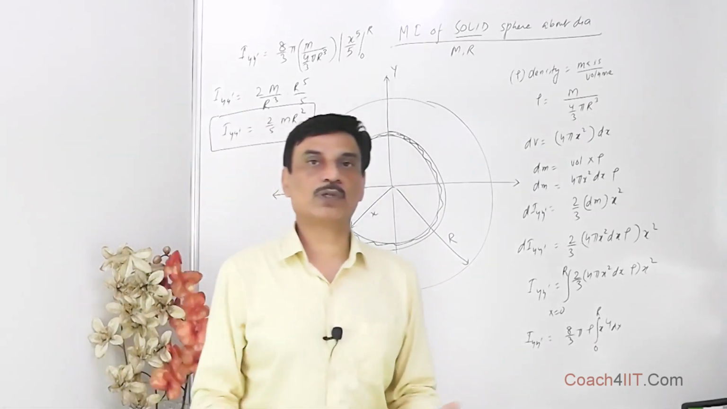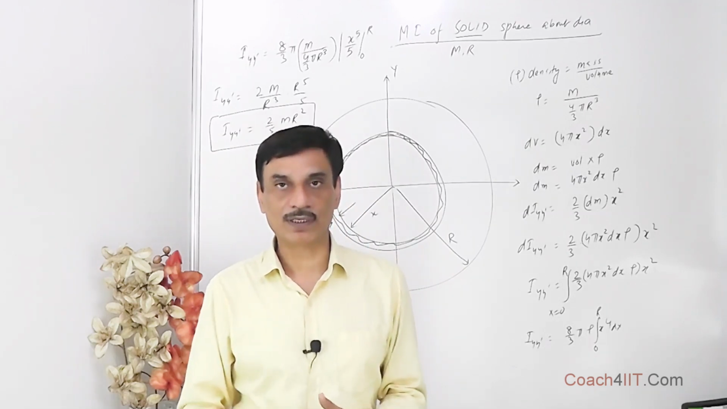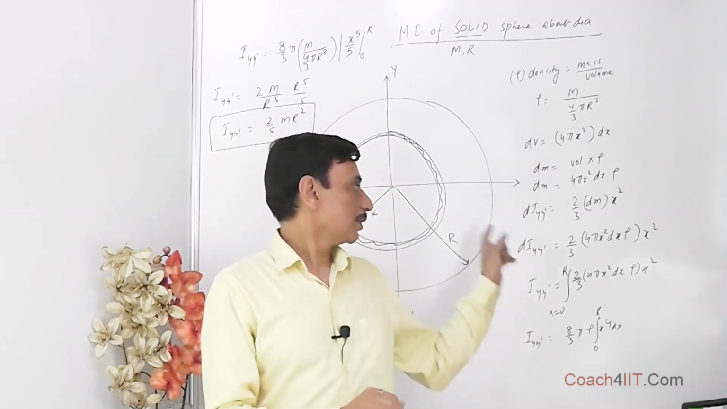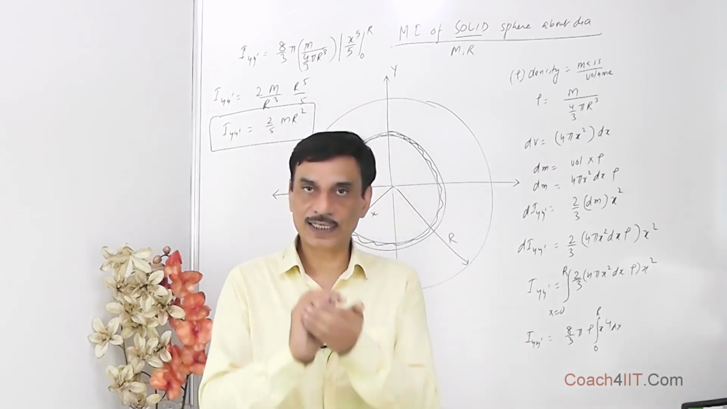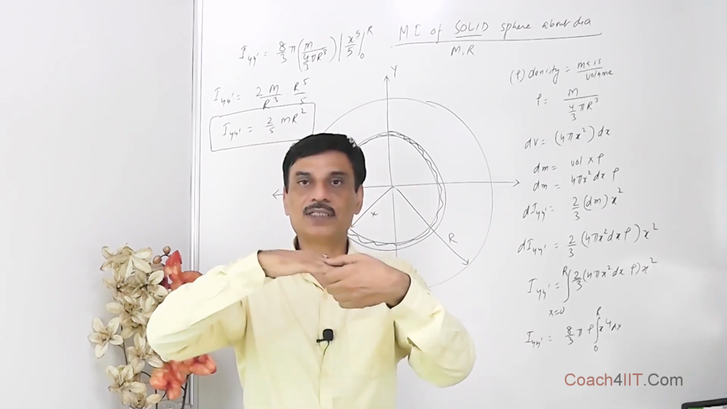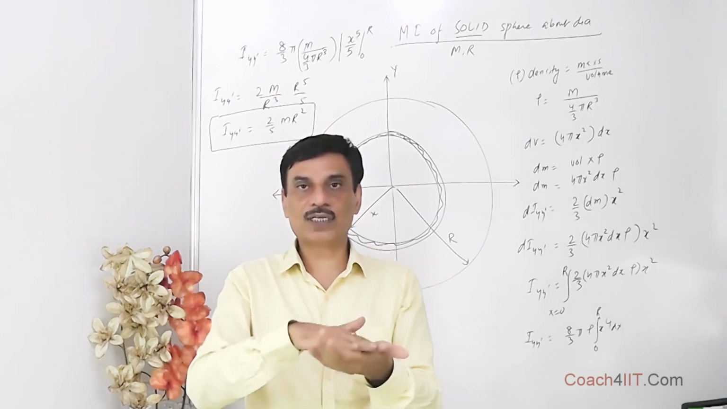Probably that is the only thing you have to understand. The rest is very, very simple. Once you find the volume of this hollow sphere, it is not the internal volume, it is where there is material. It is 4πx² dx.